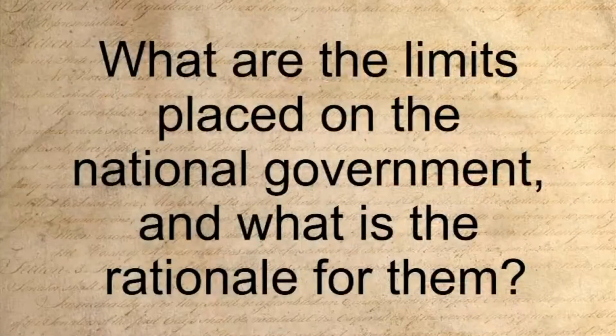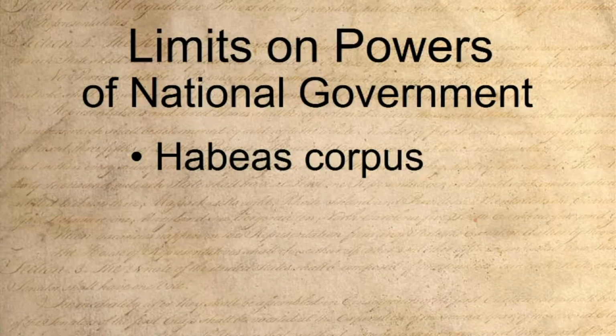Can you talk about the limits placed on the national government and the rationale for them? The Constitution forbids the national government from doing certain things. For example, it forbids the national government from suspending the writ of habeas corpus, except in cases of rebellion or invasion, when the public safety may require it.